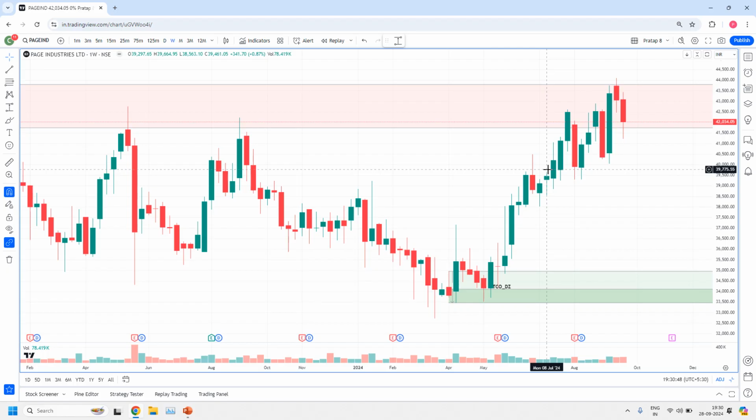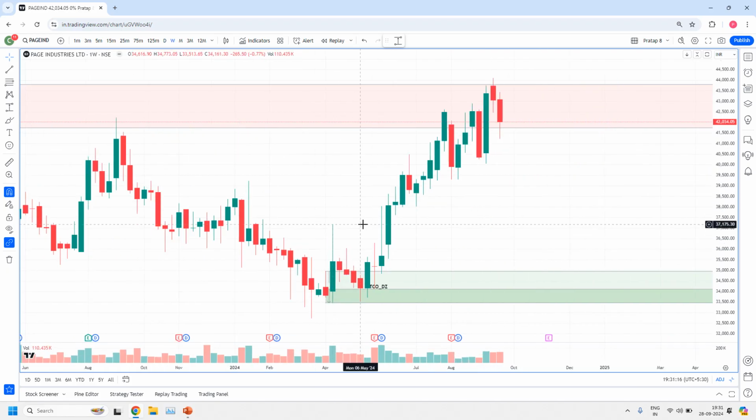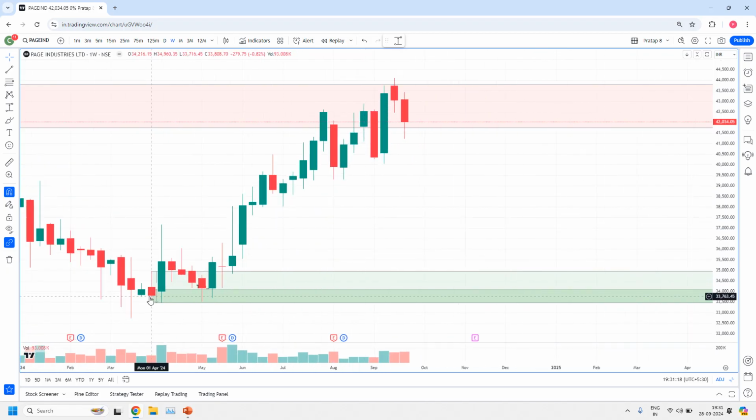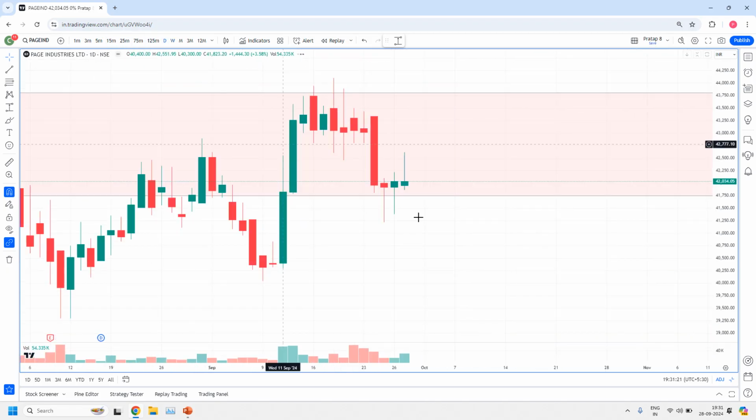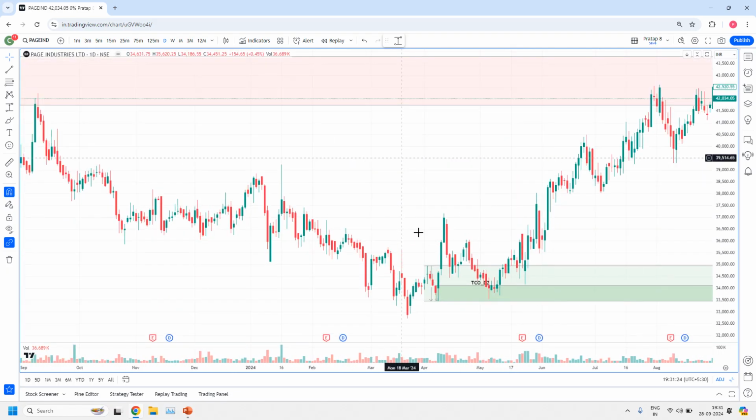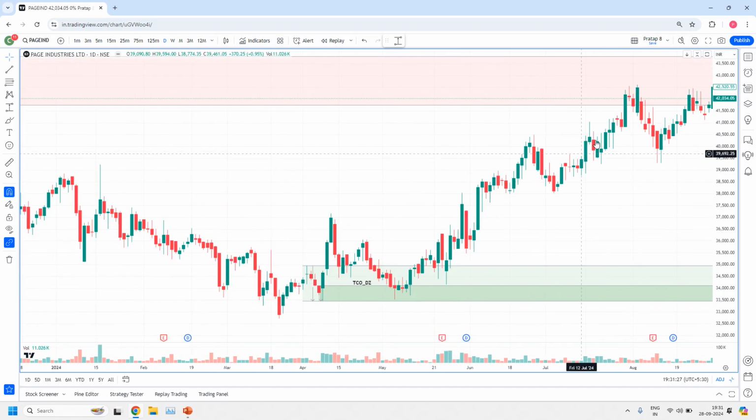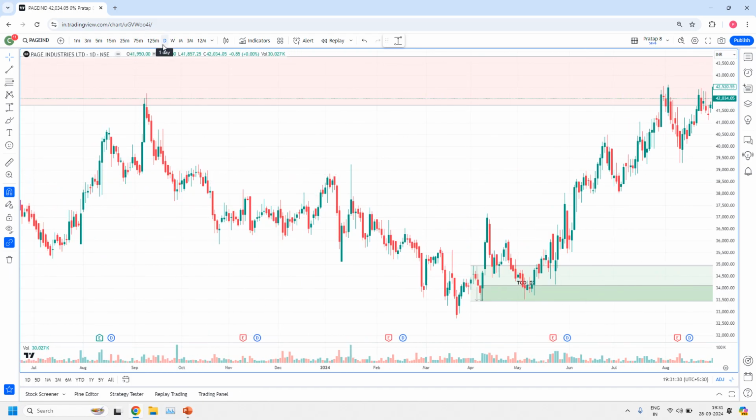13 into 7, how many? 91, maybe 90. 97 days you might have held this. Over 3 months you might have held this position. How much profit would you have got after 3 months? Maybe you would have taken an entry on the daily zone, here you would have taken your entry, and in this weekly zone you would have exited.